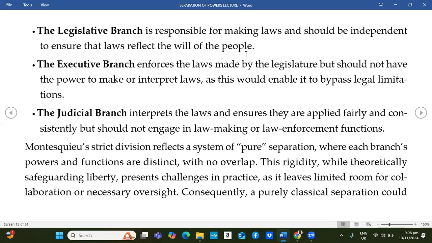So the classical theory, which we have stated is what Montesquieu taught us, is talking about a system of pure separation, where each branch's powers and functions are distinct with no overlap. This rigidity, that is the strict separation, can in theory safeguard liberty. That is true. But in practice, it's not workable, in the sense that it leaves limited room for collaboration or necessary oversight. Just imagine if we're going by this so-called pure separation, the government machinery will not be able to work meaningfully, so to speak.